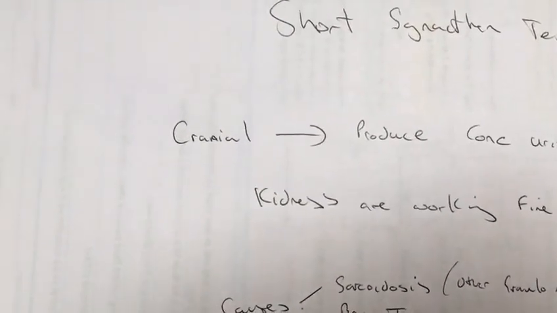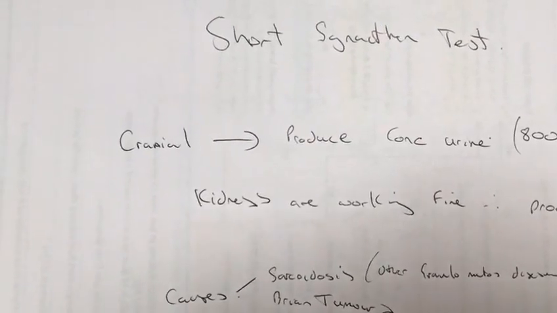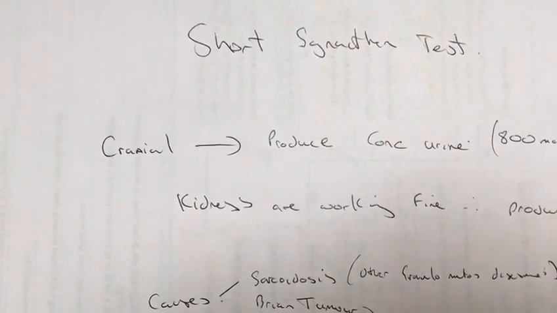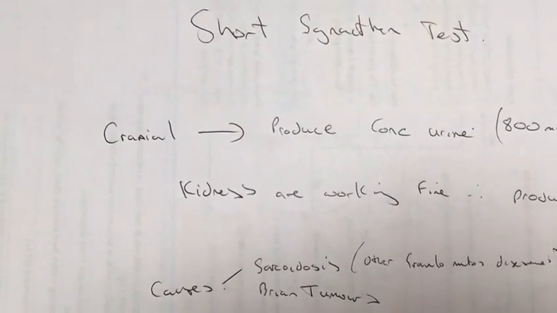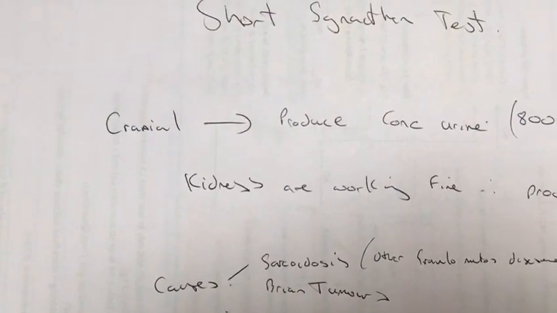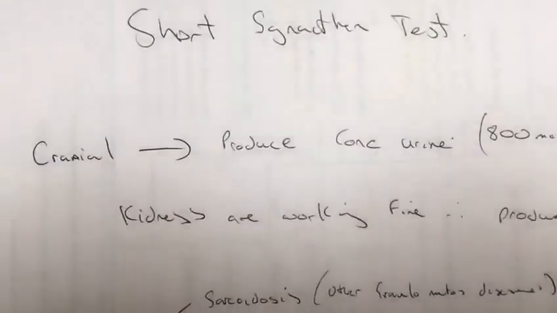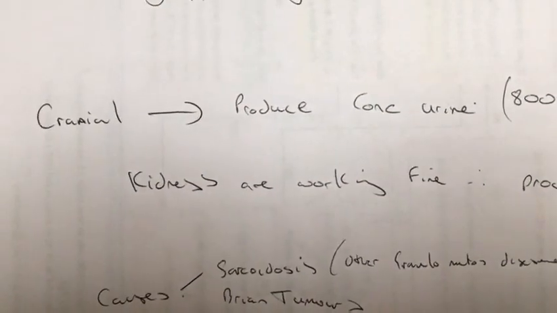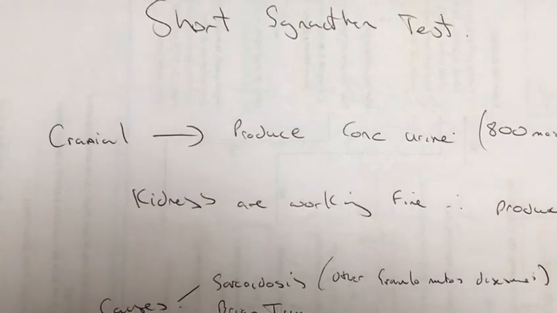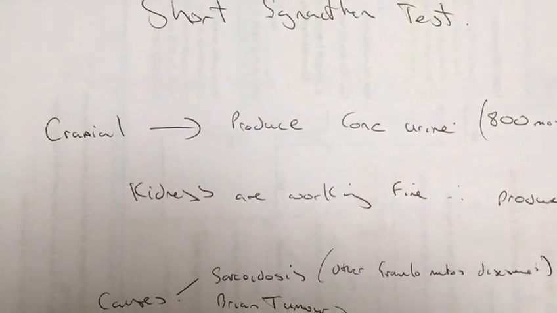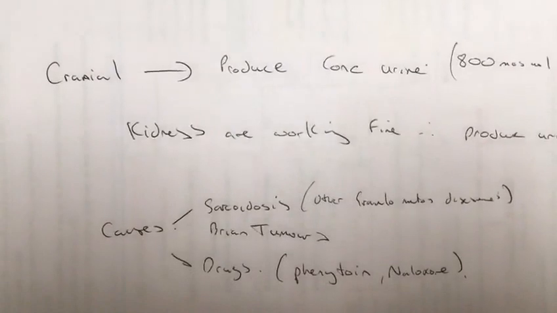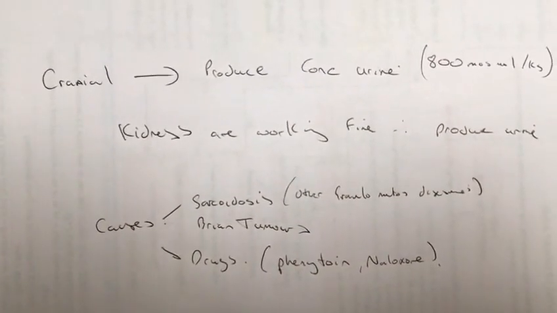If it is a problem with the brain and you introduce this synthetic ADH, the kidneys are working fine. So if you give the ADH after the test, we will be able to produce concentrated urine. Before the test, their urine's dilute. After the test, the kidneys are like, finally we have some ADH, we can produce concentrated urine, and that helps you diagnose cranial diabetes insipidus.